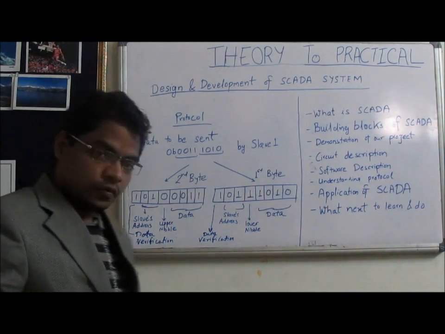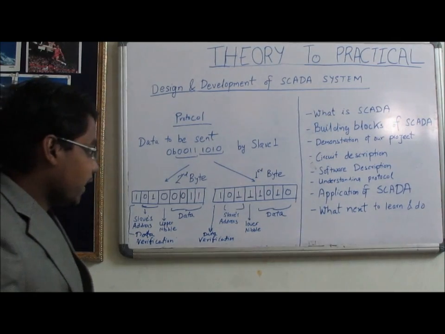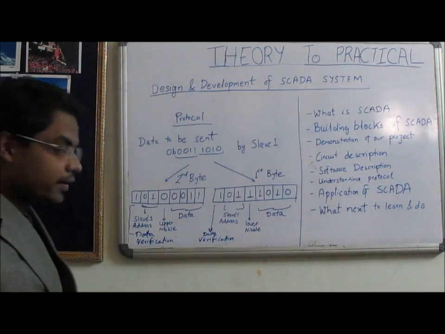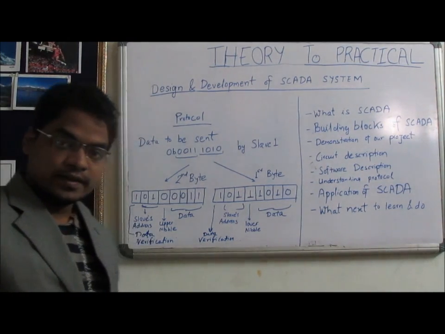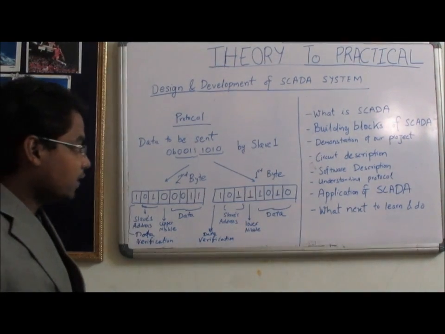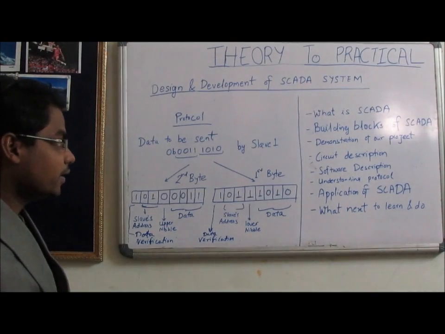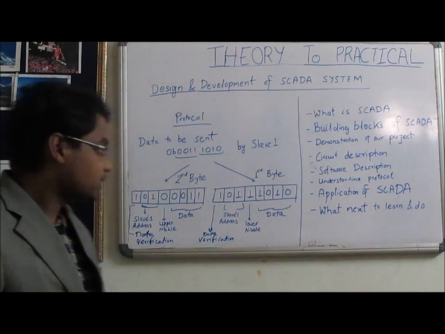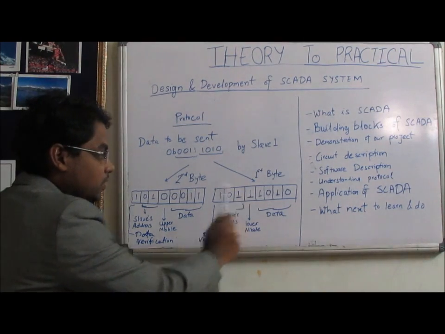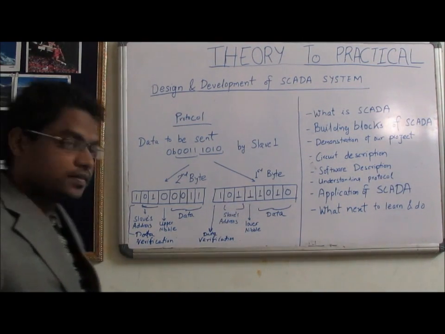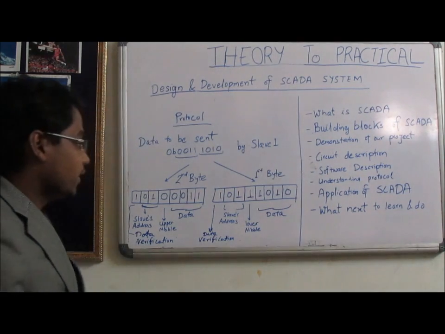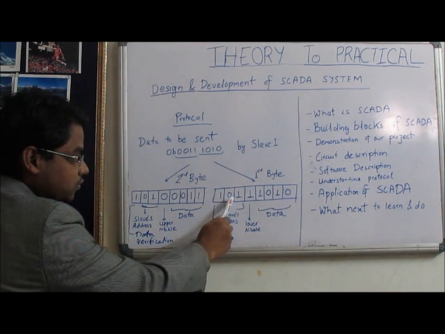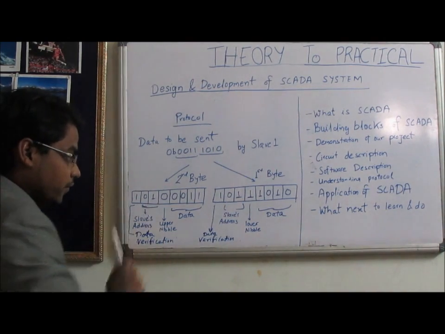Now as we know, bit 6 and bit 5 correspond to the address of the slave sending the data. So as the data is being sent by slave 1, it will write its address as 01. Suppose data has to be sent by slave 2, then it will write 10 here. So we can see here it is 01 here and 01 here.